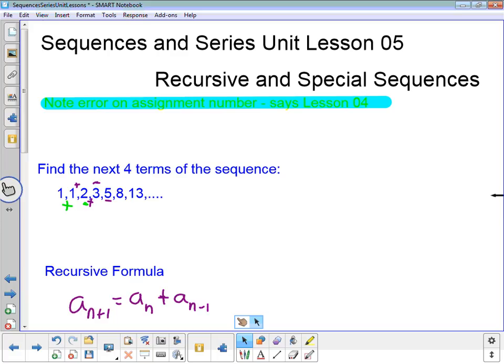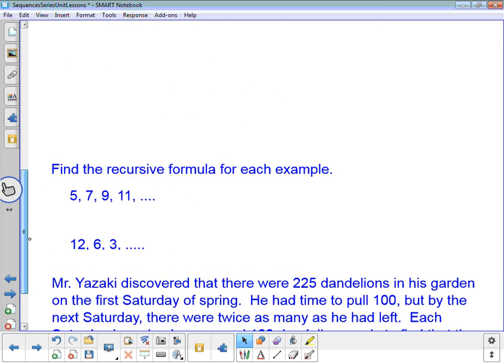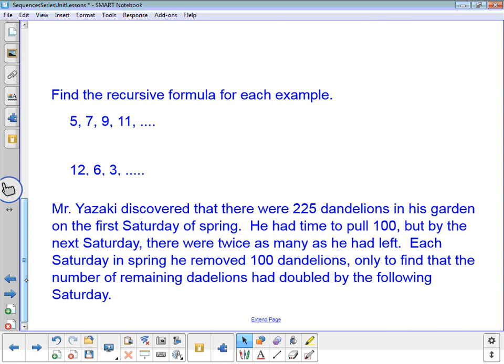Now, this particular one that I have shown here is called a Fibonacci sequence. It's one that you can find in a lot of different areas. One of the areas is like in conch shells. It kind of works out that way. So what we need to be able to do is see if we can find the recursive formula for each of these problems.